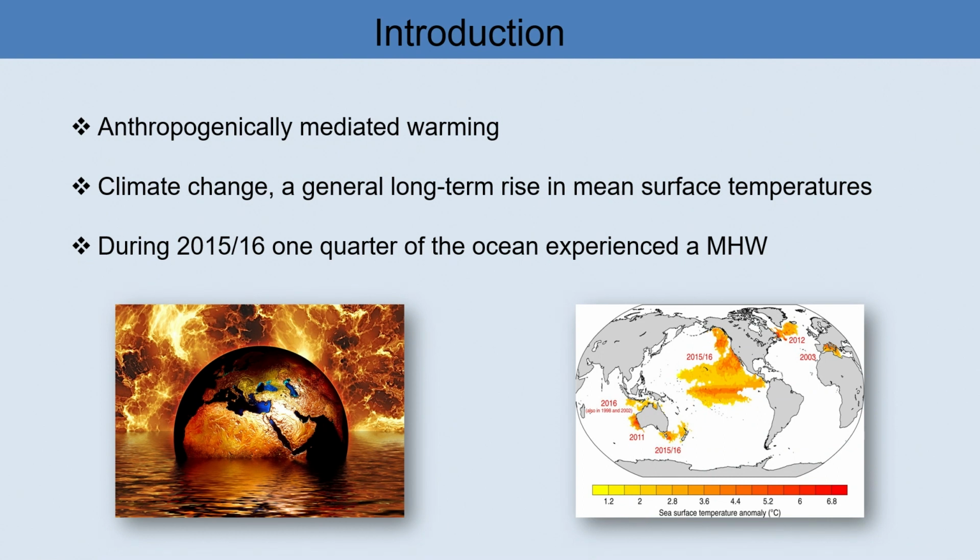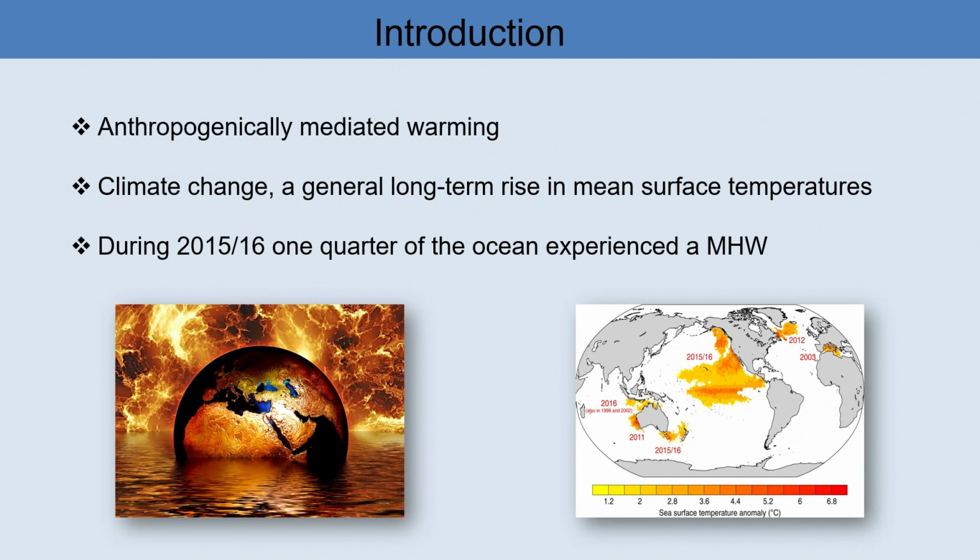Anthropogenic mediated warming has resulted in negative impacts for both terrestrial and marine environments, right? And warming is usually initiated by climate change, right? And climate change is generally defined as a long-term rise in mean surface temperatures. Now, research suggests that climate change may have influenced or increased the amount of extreme events, extreme events being heat waves or cold spells. So for the purpose of this presentation, I'll be looking at marine heat waves specifically.